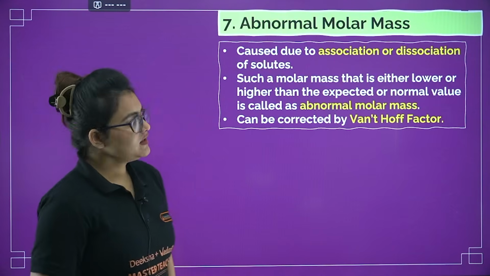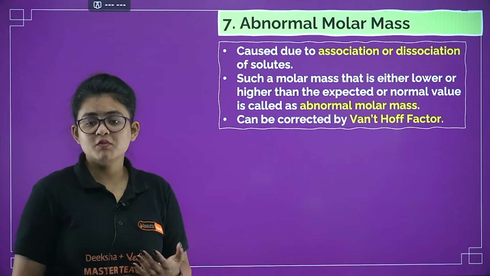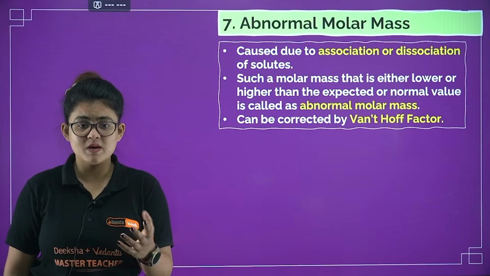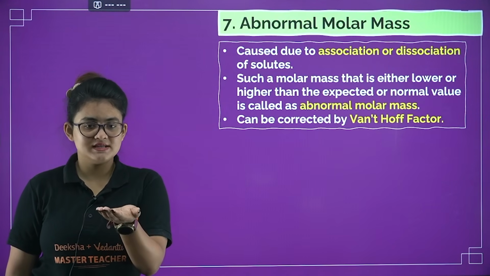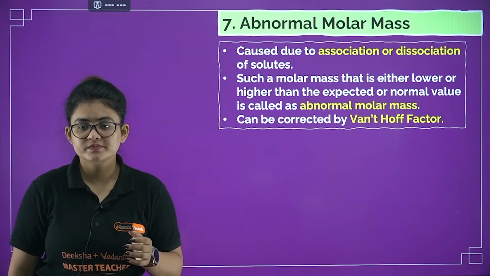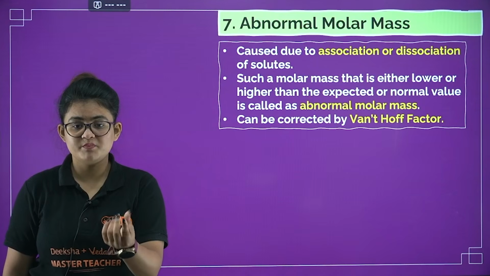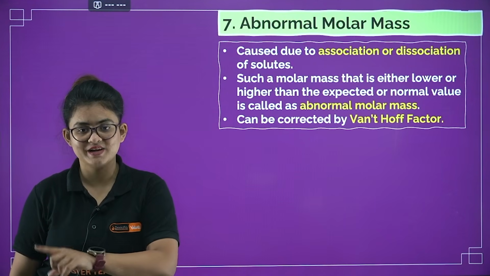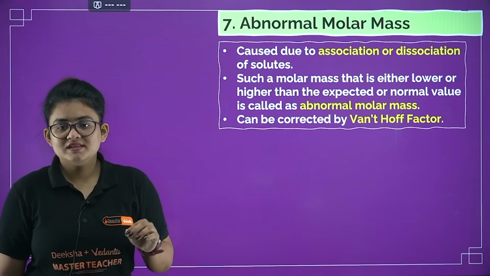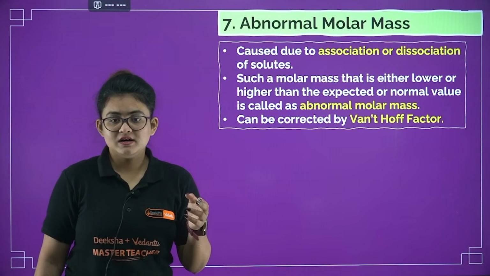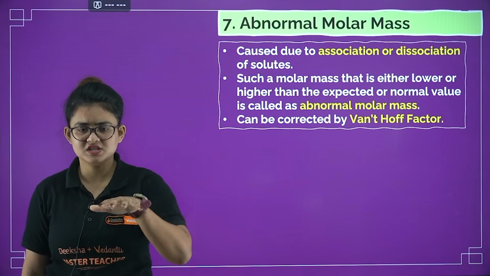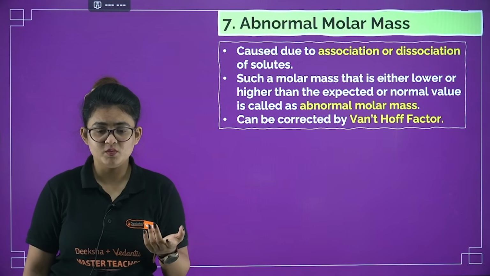Next, abnormal molar mass. This happens because of association or dissociation of the solutes. Let me tell you why. When you have NaCl in your hand, it's NaCl, a single particle, but when you put it into the solvent, it breaks down into Na plus and Cl minus; dissociation takes place, right? This type of association and dissociation may affect the colligative property as well.